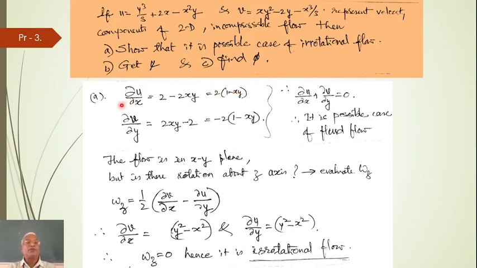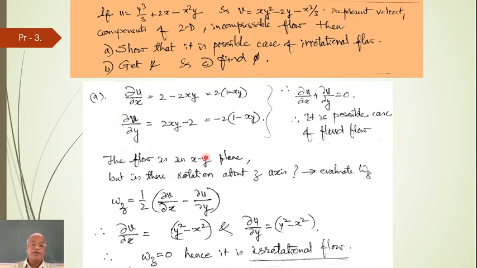Now what happens? Both terms are the same but with negative sign, indicating that dou u by dou x plus dou v by dou y is equal to 0. Now what is this? This is nothing but the continuity equation. Therefore it is a possible case of fluid flow. So if the equation satisfies the Laplace equation, it indicates that it is a possible case of fluid flow.